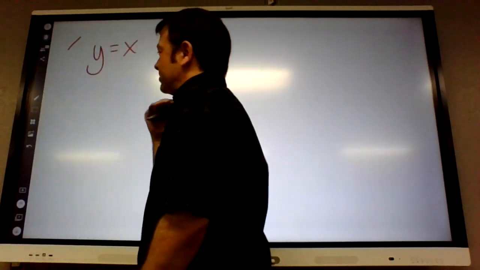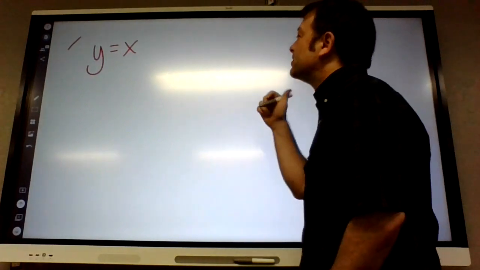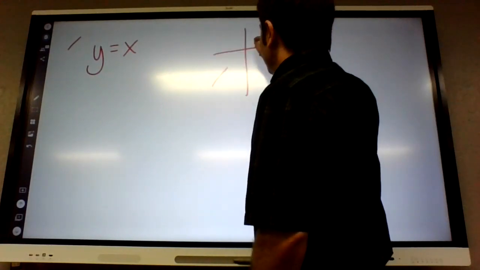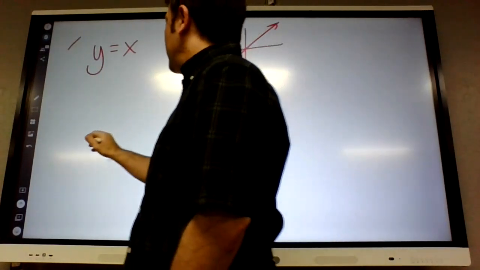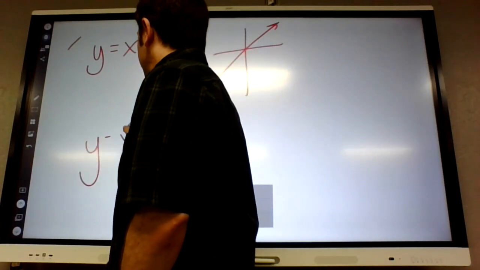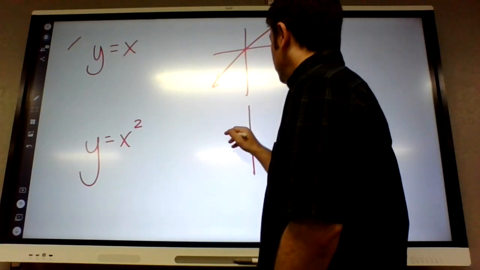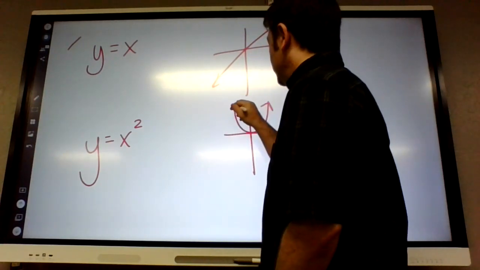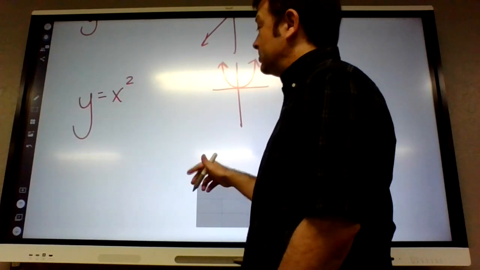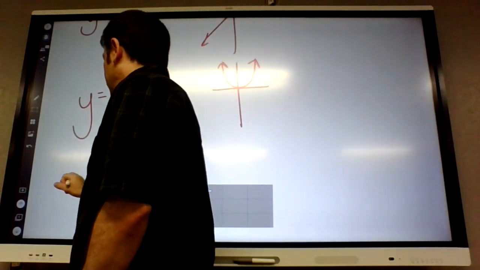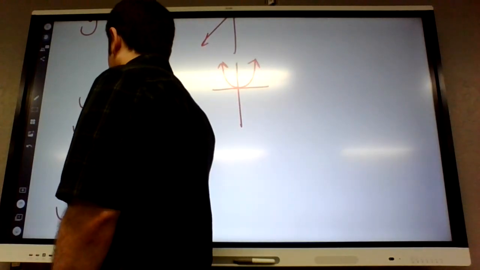Alright. So what's the graph of y equals x look like? Diagonal. Yeah, it looks like a line, right? Kind of like this. It would be a diagonal, yes. What's the graph of y equals x squared look like? Parabola. Yeah, looks like a parabola. Okay, might not know this one.